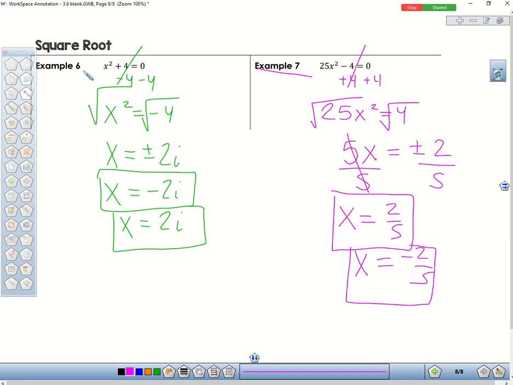Now, what's the difference between example 6 and example 7, their graphs? Which one touches the x-axis, which one doesn't? What do you guys think? Good. 7 touches the axis and 6 does not. How did you know that? 6 has imaginary solutions. Yep, 6 has imaginary solutions. So if you get imaginary solutions as your solutions, you're not going to have a point where you hit the x-axis if you only have imaginary solutions.